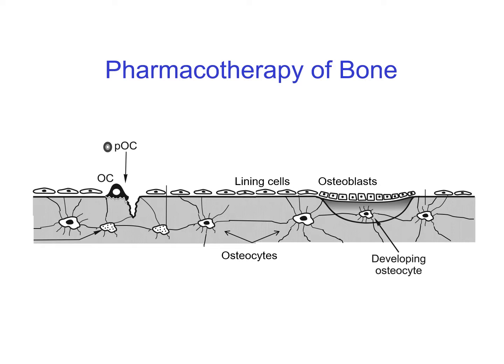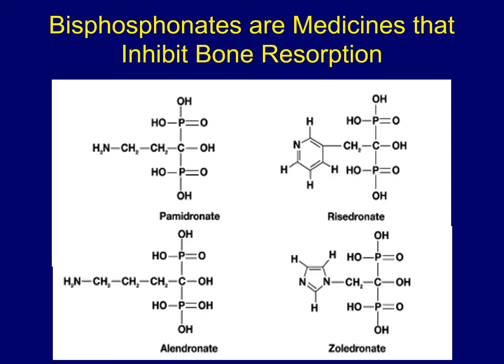So in essence, the ways in which we can make our bone stronger are by using medicines that switch off osteoclasts, switch off bone resorbing cells, or switch on osteoblast bone forming cells, or possibly medicines that actually do both of those. So the most widely used medicines for treating osteoporosis are called the bisphosphonates. The ones that are used in New Zealand for treating osteoporosis are risedronate, alendronate, and zoledronate.